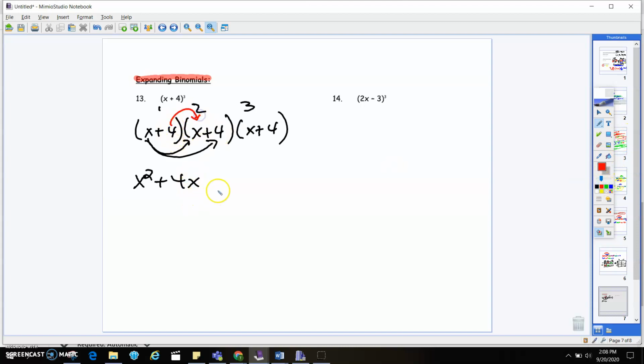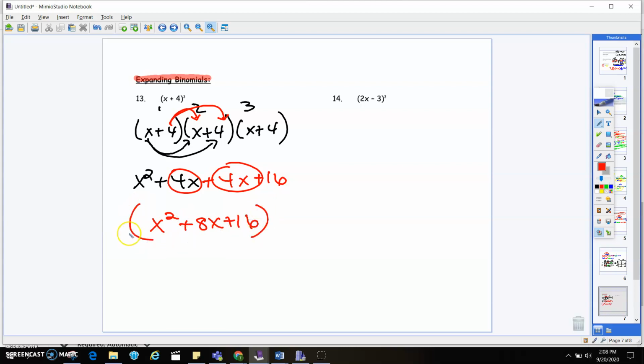4 times x is going to give me 4x. And 4 times 4 is going to give me 16. I'm going to combine my like terms. So I've got 4x and 4x that I can combine. That's going to give me x squared plus 8x plus 16.